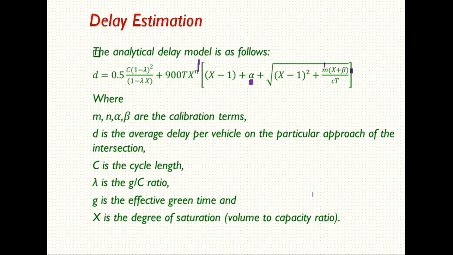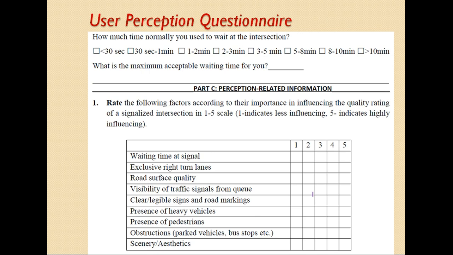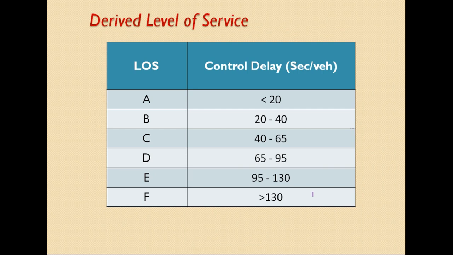Now the values of delay calculated from this equation are compared, or you can say modified, through user perception survey. How people basically perceive level of service and delay at intersections, and results of this survey were used to arrive at final values of control delay at different levels of service. Now here, if it is less than 20 seconds, it is level of service A, that is the best quality of intersection timings, and if it is more than 130 seconds per vehicle, it is the worst condition.